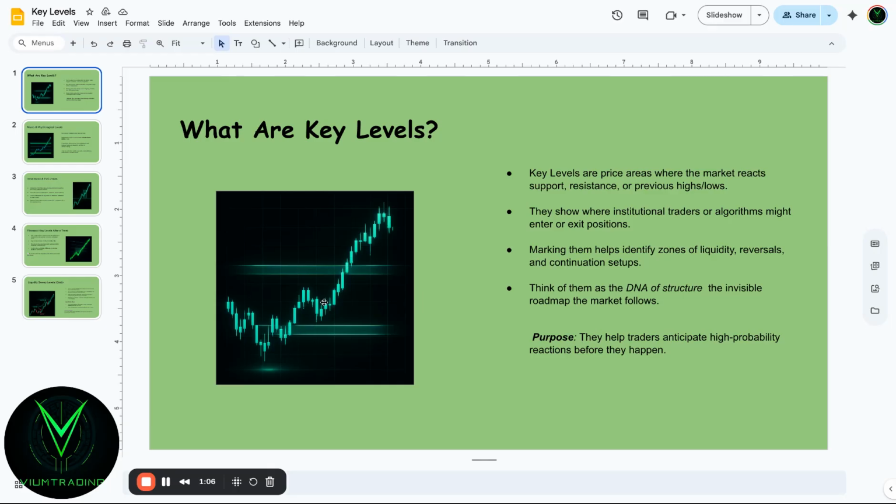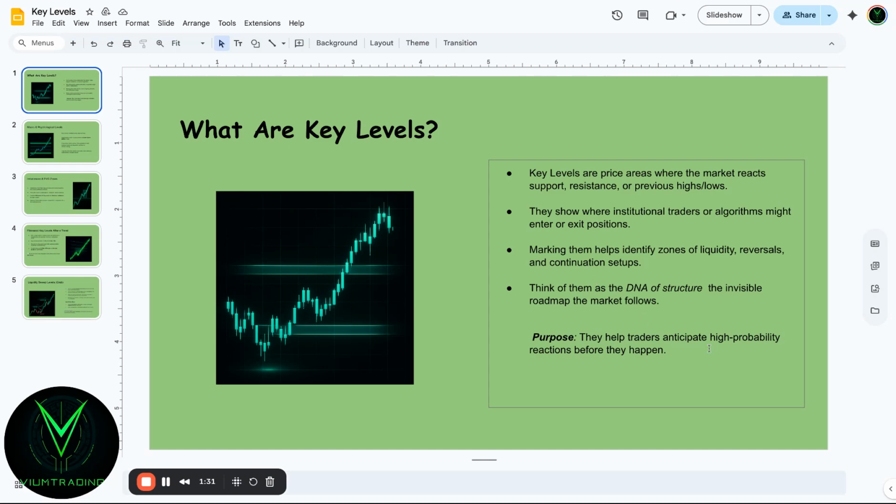But for you guys that are starting to understand what key levels are, key levels are price areas where the market reacts: support, resistance, or previous highs and lows. They show where institutional traders or algorithms might enter or exit trades. Marking them helps you identify zones of liquidity, reversal, or continuation setups.